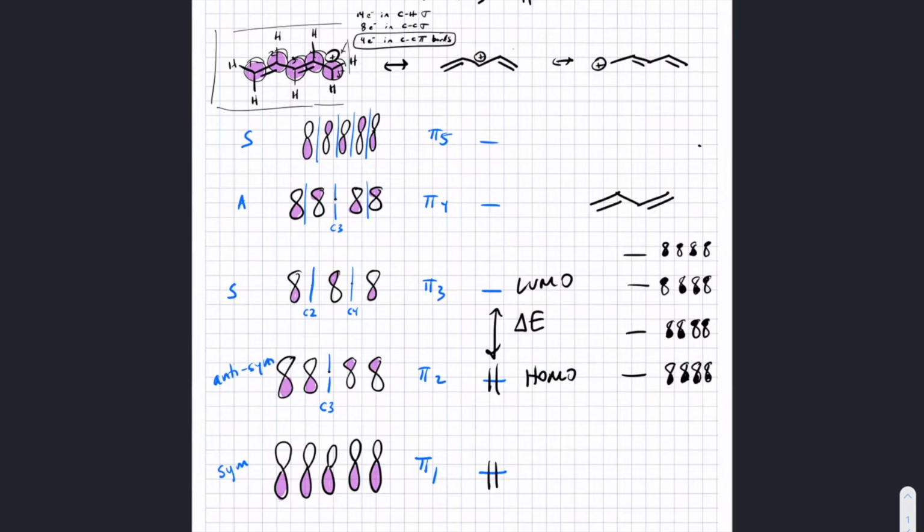For 1,3-butadiene, the difference between HOMO and LUMO is such that it's ultraviolet light that causes this transition. Incidentally, many of the molecules that we use as sunscreens have HOMO-LUMO gaps that are tuned to absorb photons of UV light.